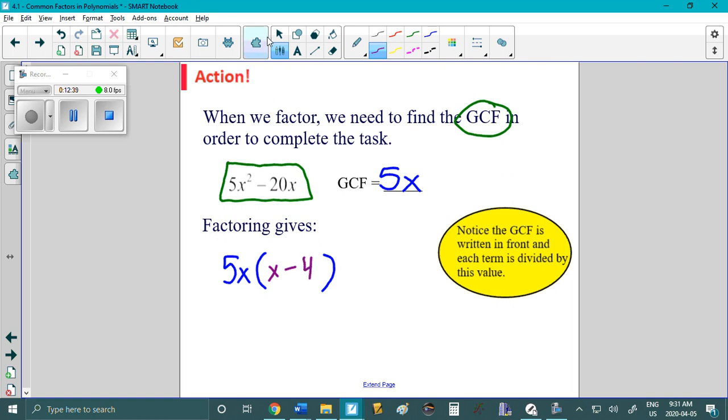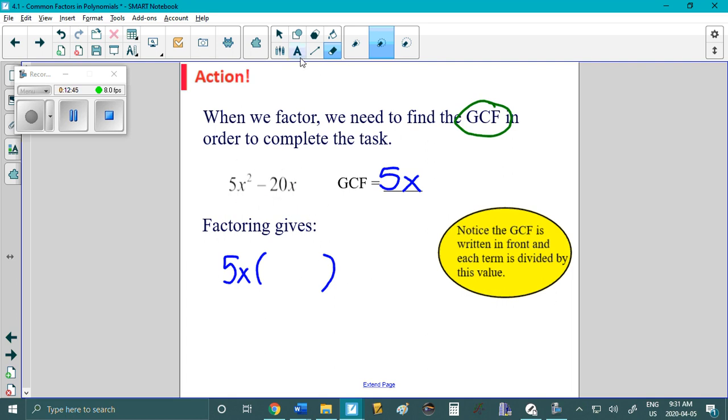Okay, now if that seemed like a little bit of magic, let me instead show you how to do this a bit of a different way. Once we find the greatest common factor, we divide each term by the greatest common factor. So 5x squared divided by 5x, the 5's cancel. We have an x squared divided by x. So one of the x's up here cancels. This one's gone. And we're left with a single x. And over here, we divide the numbers. Negative 20 divided by 5 is minus 4, or negative 4. The x's cancel, and we're done.